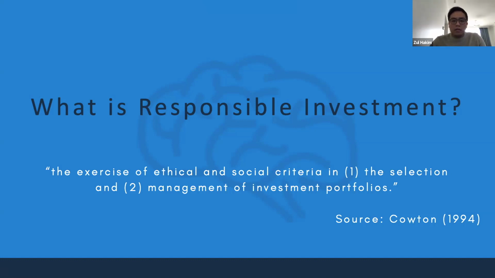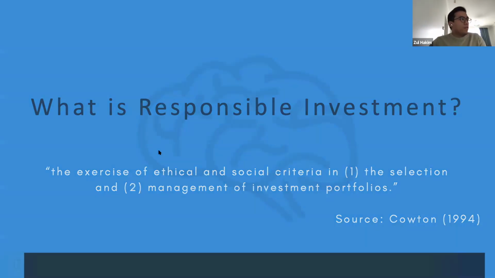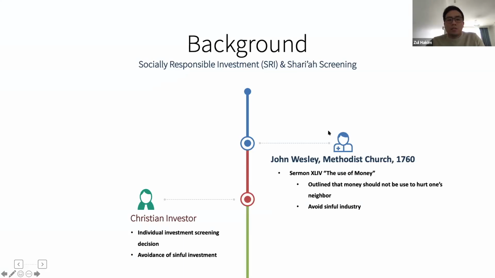Moving forward, a brief background on what responsible investment and Sharia screening are and how they came about. Over the past few years, major transformations have taken place in the area of investment decision making, which includes Sharia screening as well as socially responsible investment screening, which is SRI, and also ESG screening, which is environmental, social, and governance. However, the term SRI, the acronym for socially responsible investment, came about through Christian investors who sought to distance themselves from activities they viewed as sinful.